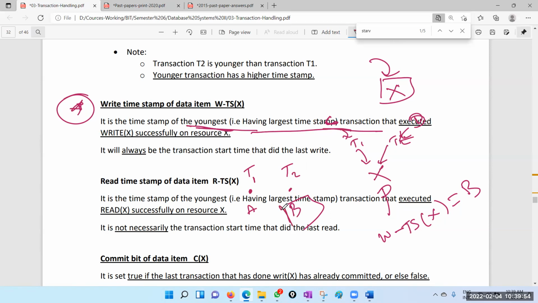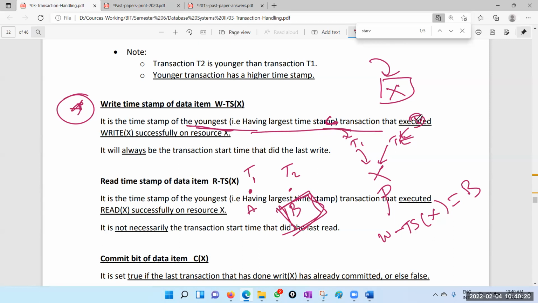So therefore it is time B. That is very, very important. It is not the time that transaction 2 wrote to X. No, it is the timestamp of transaction 2, the youngest transaction that has written. So therefore, the write timestamp of X is actually time B, not time D. That is very important.